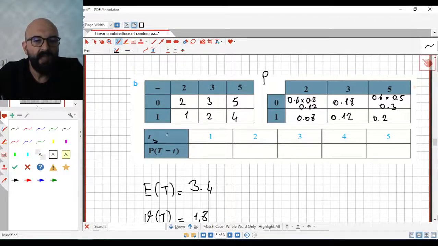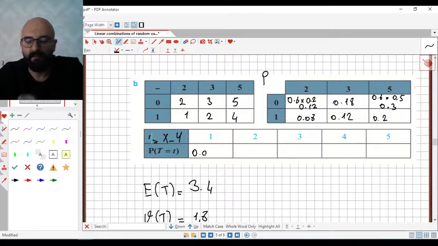And t means x minus y. And we can get 2 minus 1, which is 1. So it means 2 and 1, the probability of 2 and 1, 0.08. And if we want to get 2, we can get both 2 minus 0 and 3 minus 1.